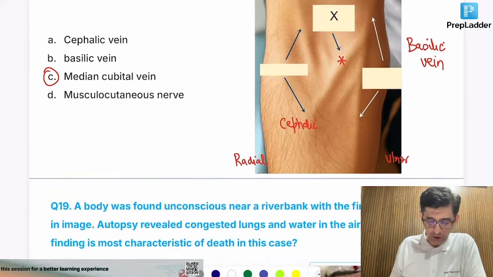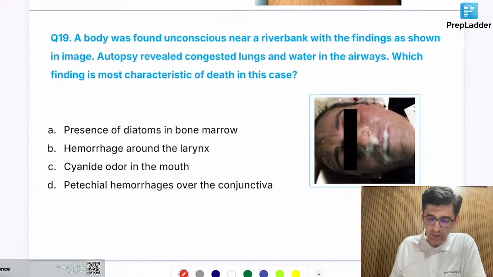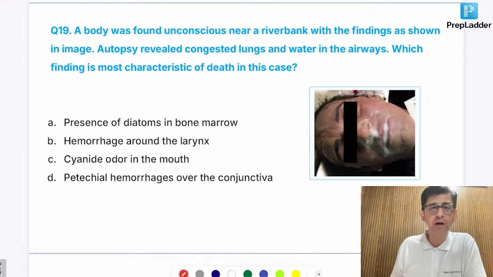Good. Moving to the next one. A body was found unconscious near a river bank, and as I told you, one of the very reliable findings for drowning would be frothing from the nose and frothing from the mouth in the patient.